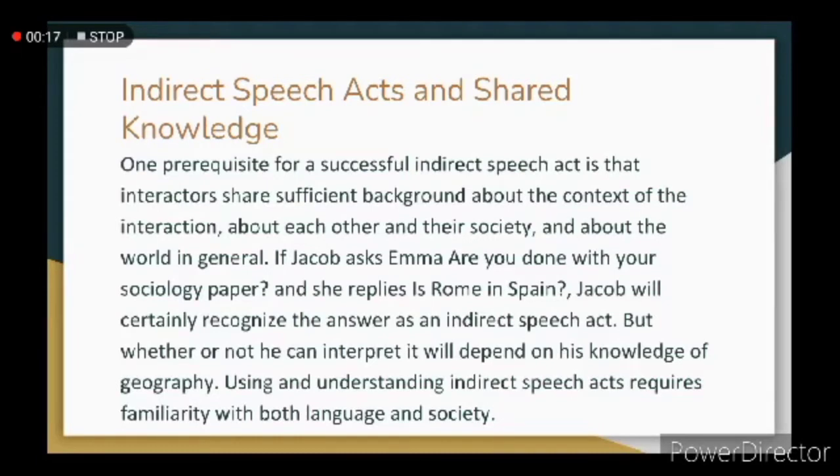Indirect speech acts and shared knowledge. One prerequisite for a successful indirect speech act is that interactors share sufficient background about the context of the interaction, about each other and their society, and about the world in general. If Jacob asks Emma, "Are you done with your sociology paper?" and she replies, "Is Rome in Spain?" Jacob will certainly recognize the answer as an indirect speech act, but whether or not he can interpret it will depend on his knowledge of geography. Using and understanding indirect speech acts requires familiarity with both language and society.